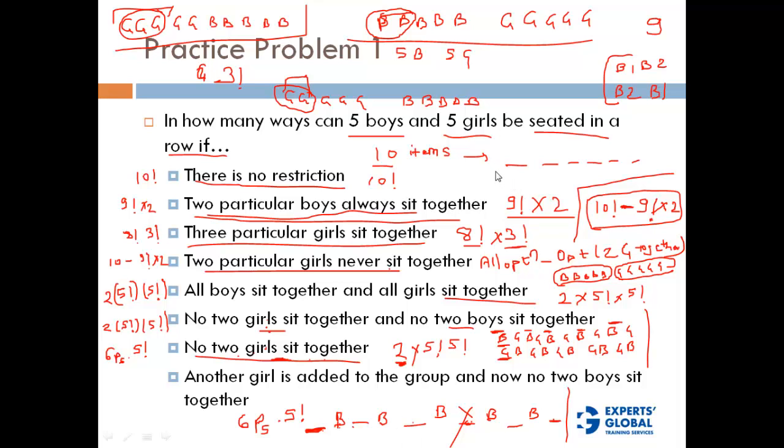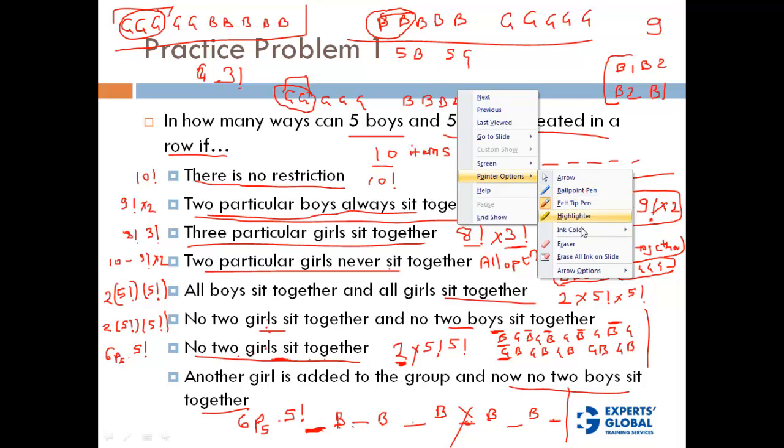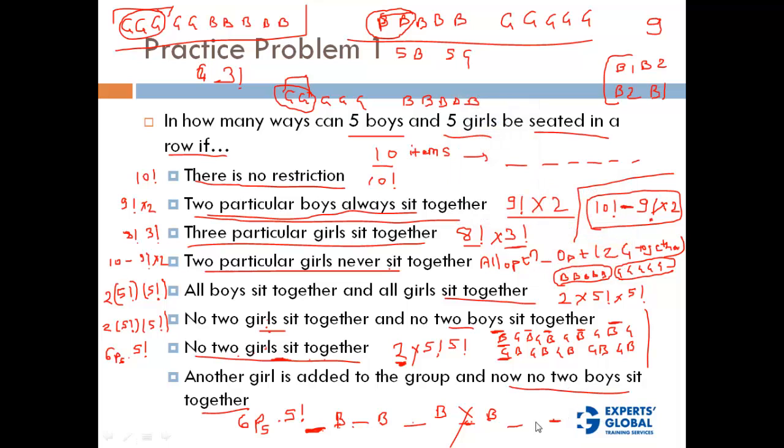Okay. Now last problem: another girl is added to the group, and now no two boys sit together. Okay, let's look at this now. I suggest that you pause the video again and try to solve this.